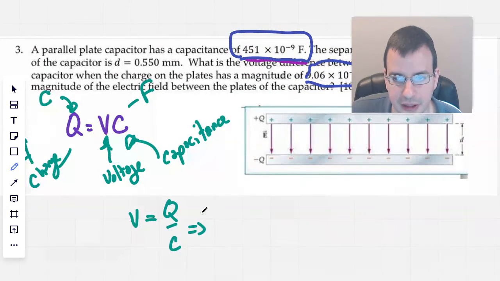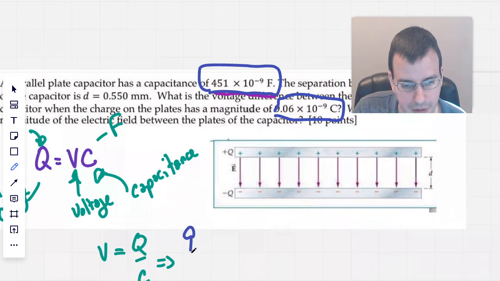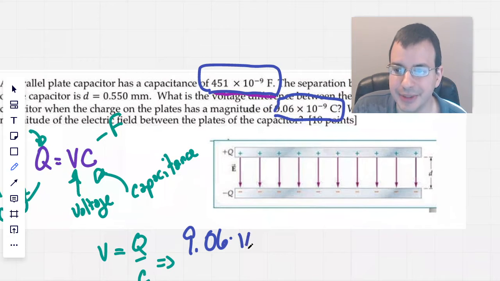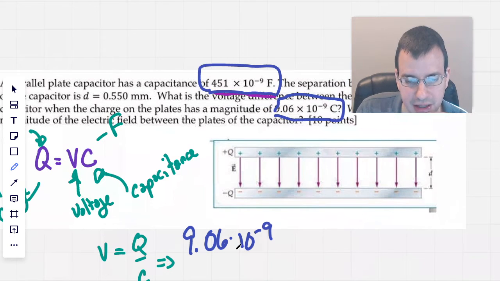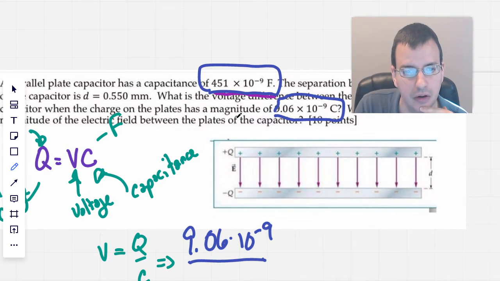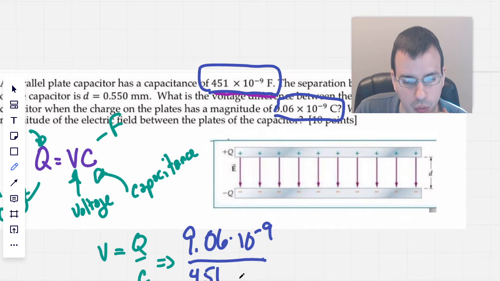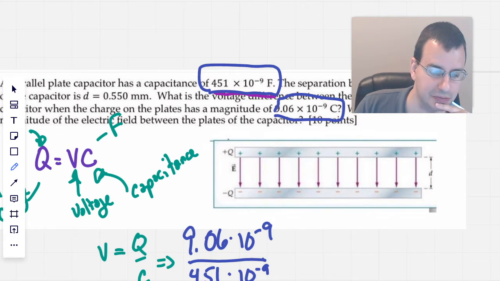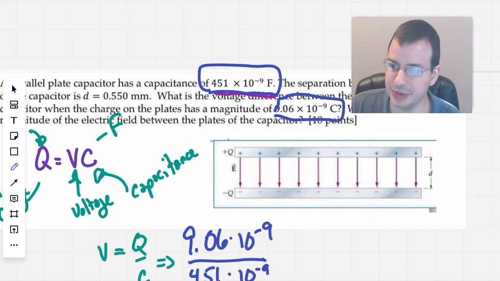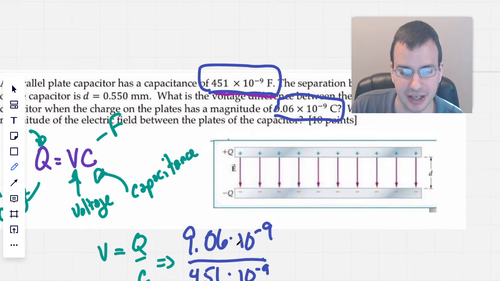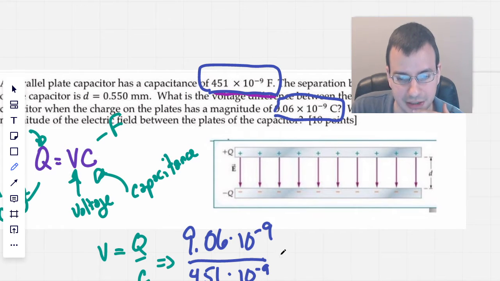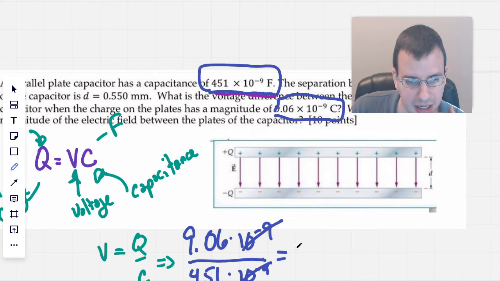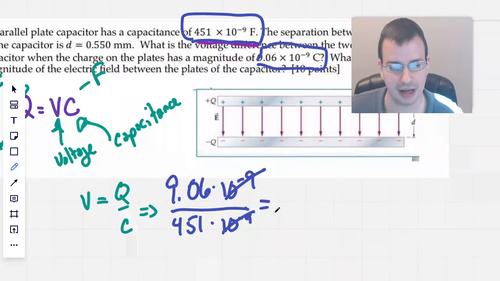So we take the charge, 9.06 times 10 to the negative 9th. That's coulombs, so I'm going to leave off the units for now. And then we have 451 times 10 to the negative 9th farads. You could try to rearrange that and make it like 4.51 times 10 to the negative 7th, but I want to leave it as 10 to the negative 9th because I think something's going to cancel. And so we cancel that, and we are left with, let's get our calculator.